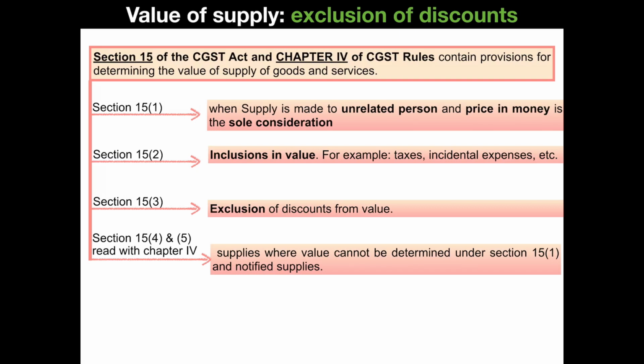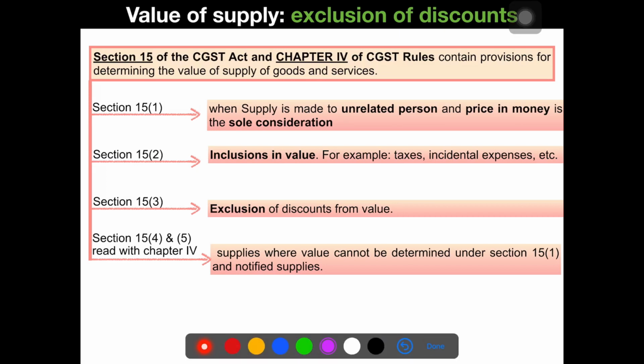So our topic is value of supply. It is a particular chapter in GST. In this chapter we have section 15 of the CGST Act and chapter 4 of CGST rules. They contain provisions for determining the value of supply of goods and services.